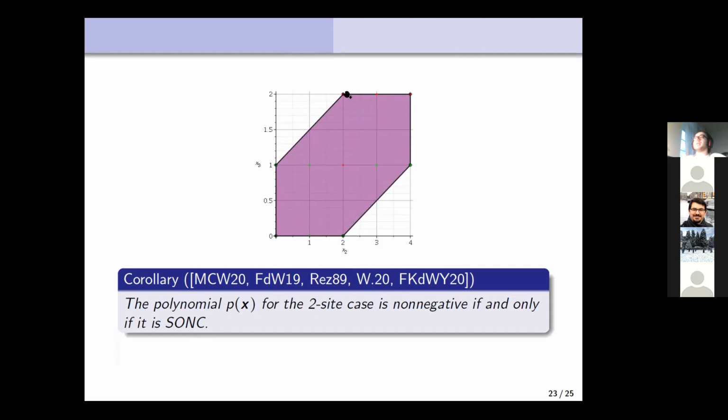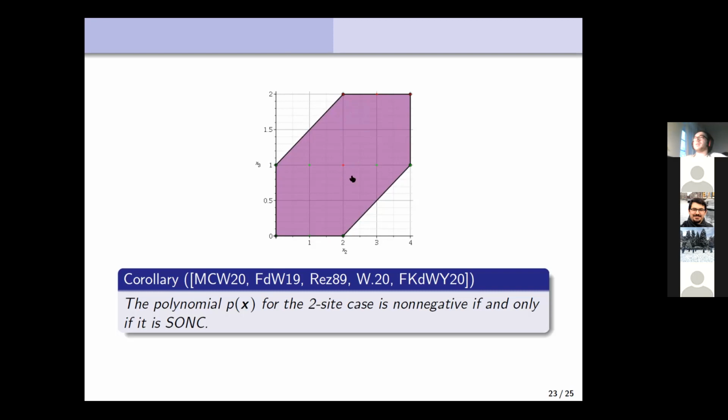And basically, why this holds is that this is a theorem that was mentioned by many people. You can see all the references in here. This result is telling you that if you have a support set where all the points in the boundary have positive coefficients, and you have only one negative point in the interior, such a polynomial is non-negative if and only if it is SONC. And this is exactly what we see in the two-site case.